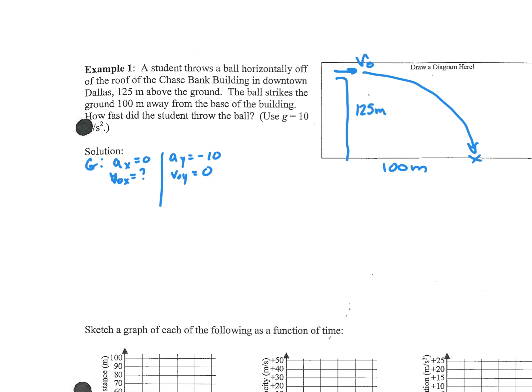Now, if we do a coordinate plane and call this 0, 0, then x initial is 0 and y initial is 0. X final is 100 and y final is negative, or I'm sorry, I am incorrect. This is 125 meters in y, and x final is at 0 meters.